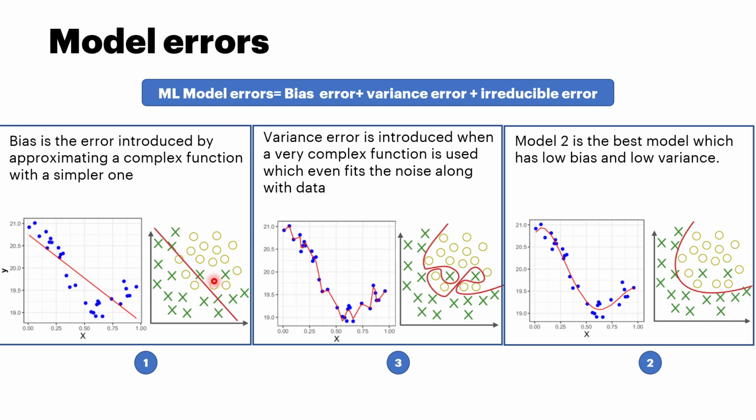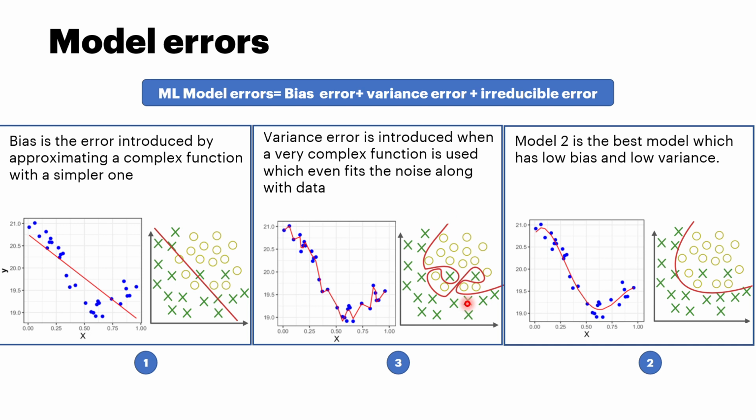Alternatively, variance error is introduced when we approximate data with a very complex function which fits not only the data but also the noise. Model 3 suffers from large variance error. As you can see here, our model overfits the data. It fits even the noise.